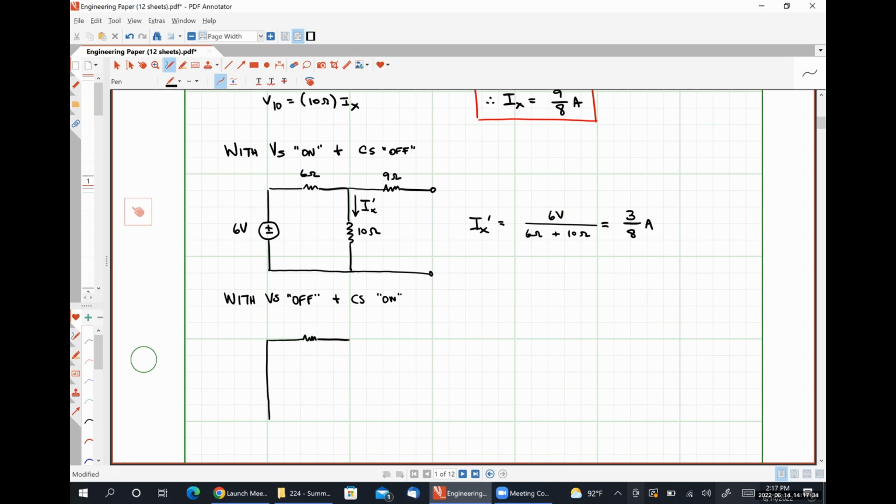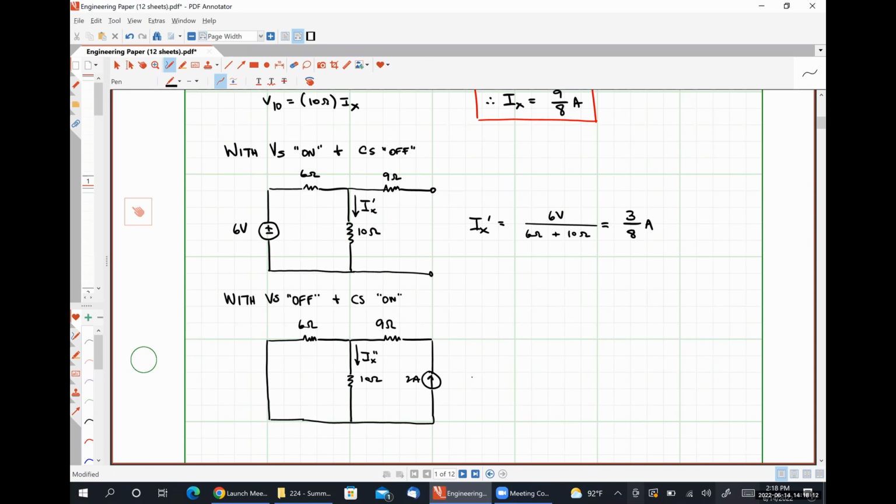Here we have our 6 ohm resistor. Here we have our 10 ohm resistor. Here is our 9 ohm resistor. Here is our 2 amp source. As I mentioned a few moments ago, I'm going to label this current IX double prime.